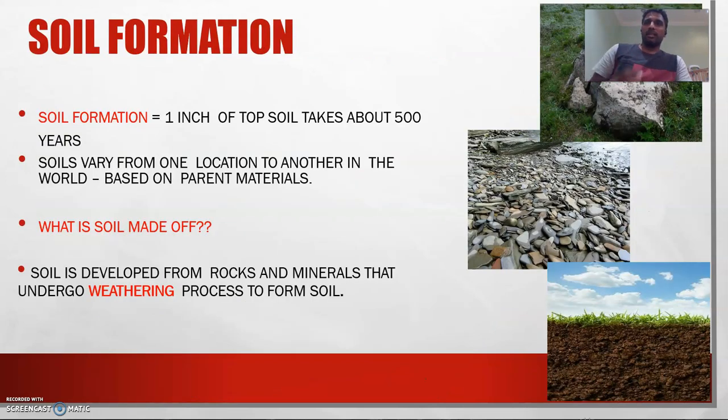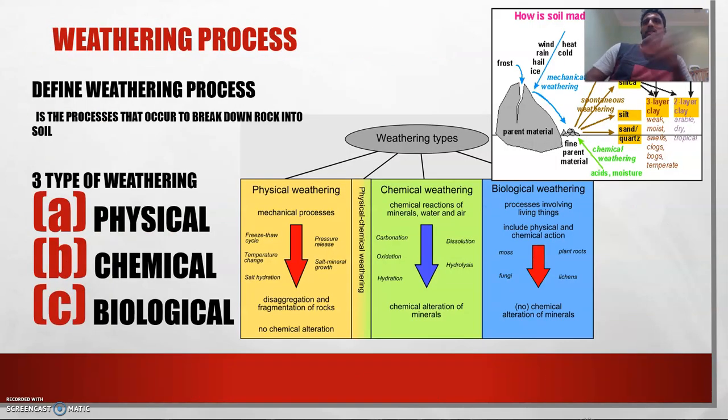Okay, this one I already explained previously. Weathering, again, I already explained, involves physical, chemical, and biological processes. In the previous series they used different notes which explain in detail what is physical, chemical, and biological. But for your level, I just list down what is physical, chemical, and also biological to make your life easy.